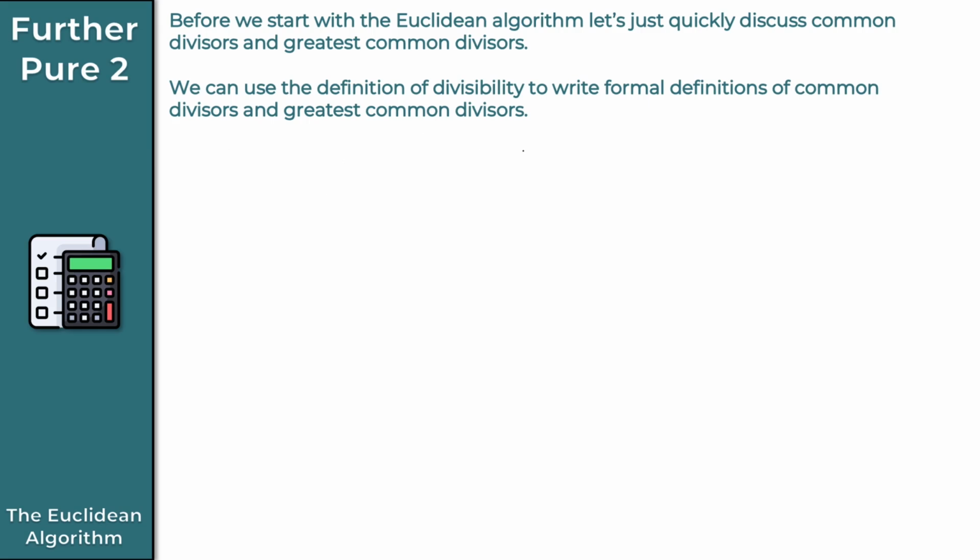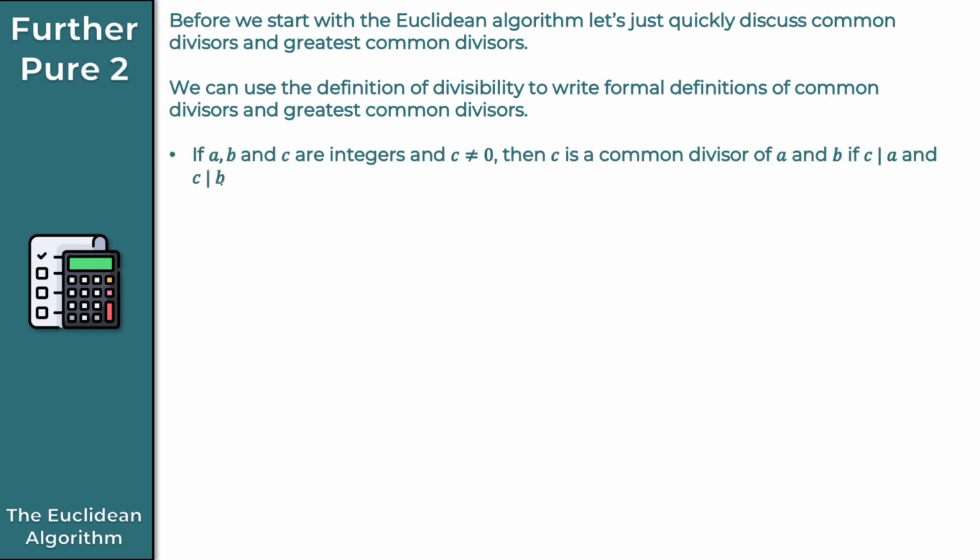Now we can use the definition of divisibility to write formal definitions of common divisors as well as greatest common divisors. So if a, b and c are integers and c is not equal to 0, then c is a common divisor of a and b if c divides a and also c divides b. And I'm hoping this definition here is pretty obvious, right?